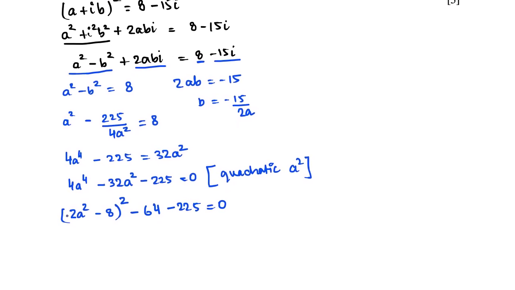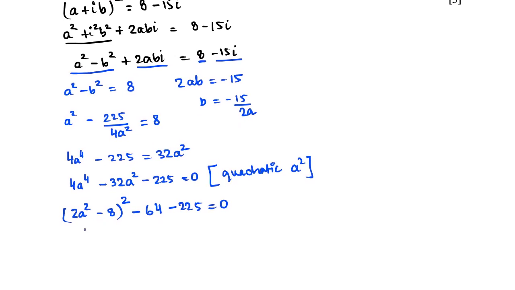Now the next step is I can write this as (2a square minus 8) whole square equals 289, which is further 2a square minus 8 equals the square root of 289, which would be plus and minus. So I am solving this part over here.